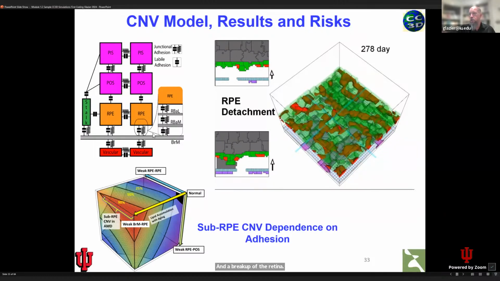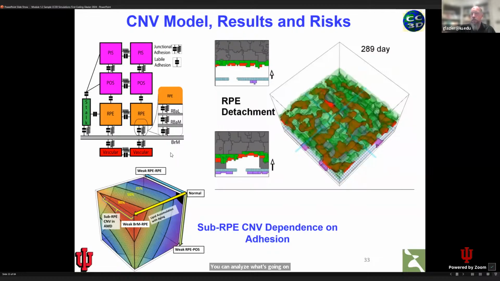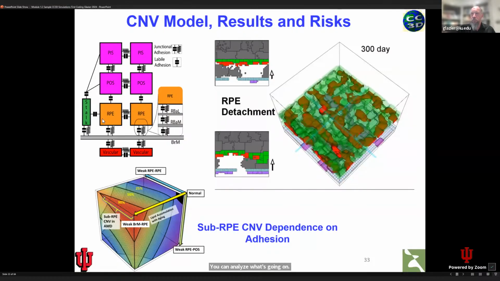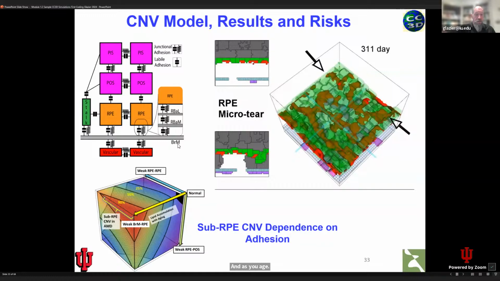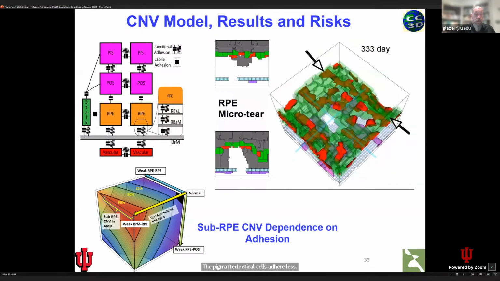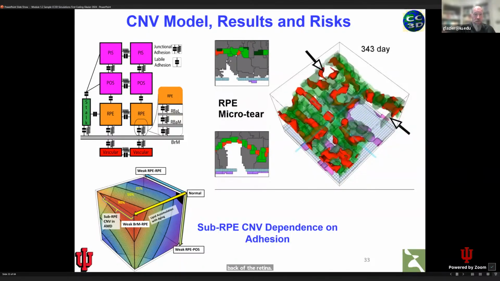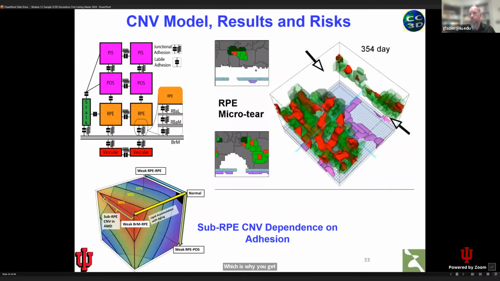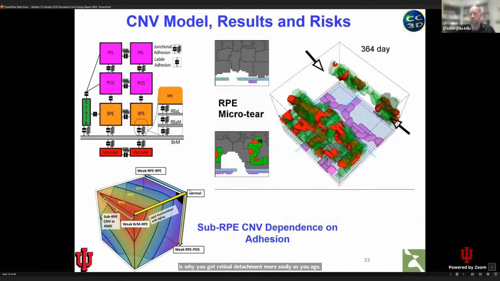You can analyze what's going on, and as you age, the pigmented retinal cells adhere less to Bruch's membrane. They don't adhere as well to the back of the retina, which is why you get retinal detachment more easily as you age. You can show that in the case of that impaired adhesion, you get precisely the proliferation of blood vessels between Bruch's membrane and the pigmented retinal epithelium that's seen in elder patients.